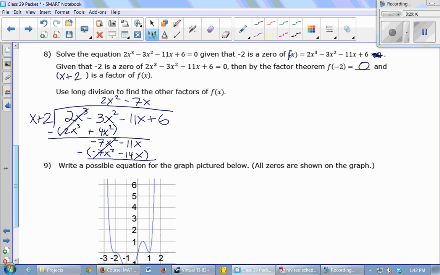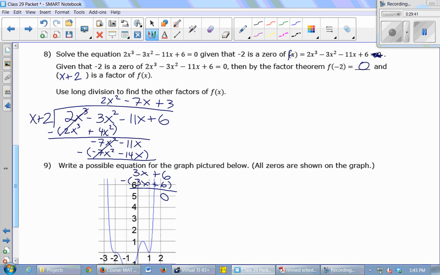And the first terms cancel out. And then you have negative 11x minus negative 14x, just 3x. Bring down the plus 6. What do you multiply x by to make 3x? 3. Multiply your 3 times your divisor, and you get 3x plus 6. Subtract, and you get 0.